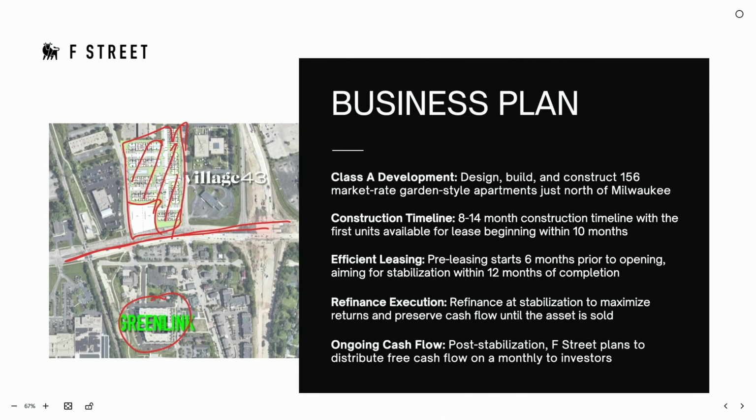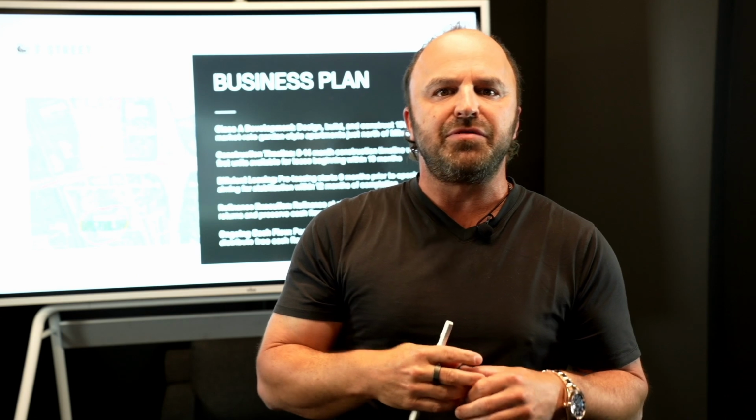It is a Class A development to design and build 156 units of market rate garden style apartments. Does everyone know what garden style apartments are? Most people don't, but they hear it all the time. Garden style apartments are simply apartments that have your own egress in and out. They're above and below, so there's a unit below and a unit above, and people will enter through their garage space or through their front door into their own apartment. They don't have to walk through a corridor, they don't have to take an elevator, they don't have any other common amenity other than the door takes you into your own apartment.